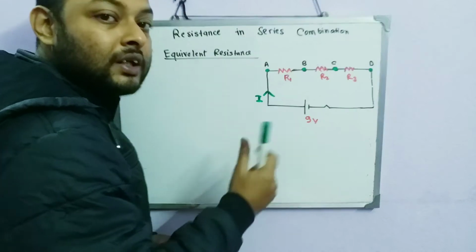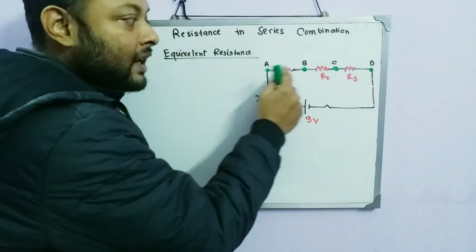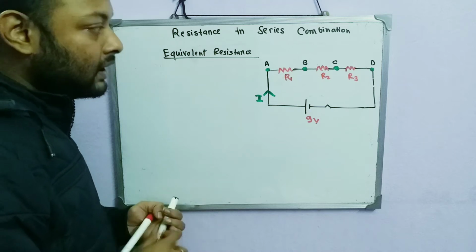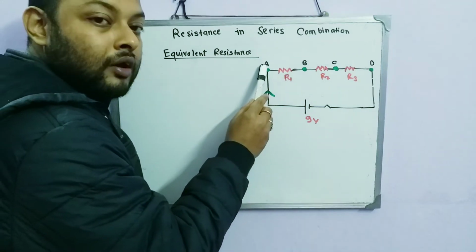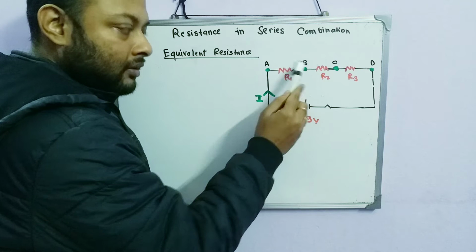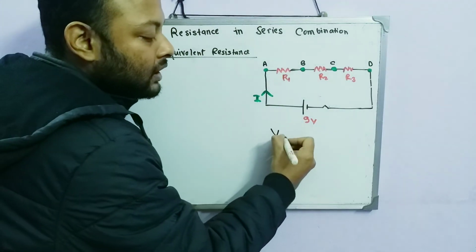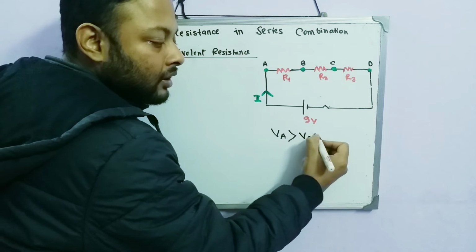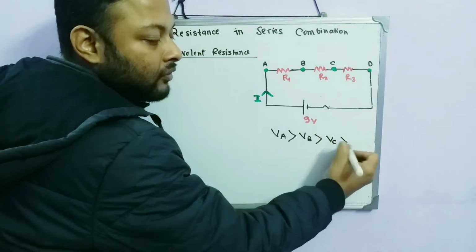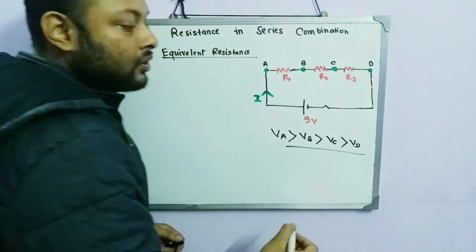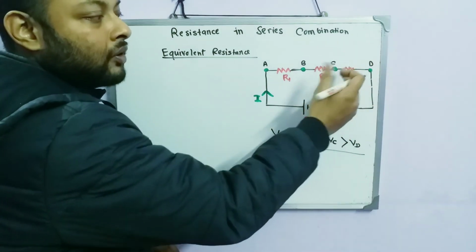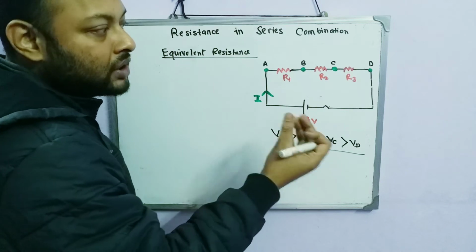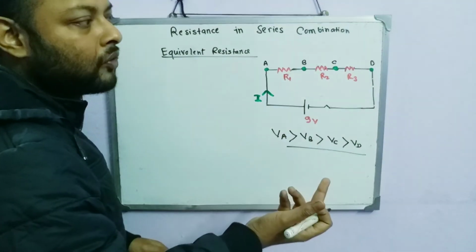It is the potential which changes. Potential at every point will decrease. So I can say potential at A is the highest, followed by potential at B, then followed by potential at C, then followed by potential at D. So at D you have the lowest potential because all the resistances have consumed their own share. So at D you have the least, or you can say 0 also.